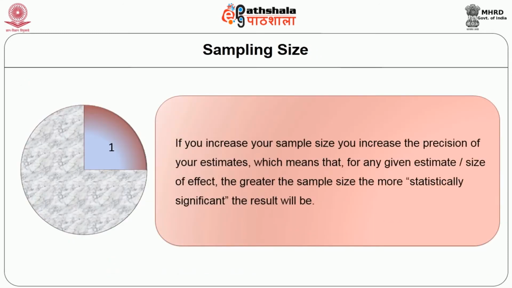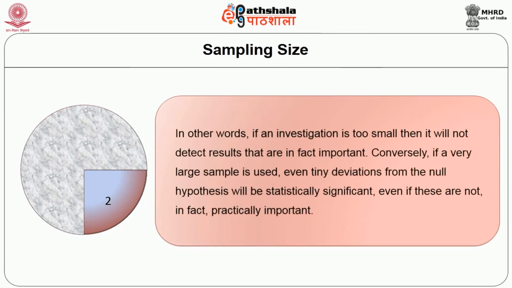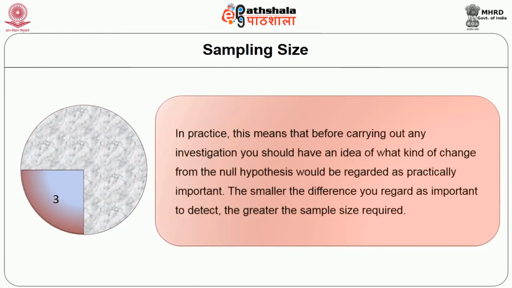Next, we come to sample size. One crucial aspect of study design is deciding how big your sample should be. If you increase your sample size, you increase the precision of your estimate, which means that for any given estimate size of effect, the greater the sample size, the more statistically significant the result will be. In other words, if an investigation is too small, then it will not detect results that are in fact important. Conversely, if a very large sample is used, even tiny deviations from the null hypothesis will be statistically significant, even if these are not, in fact, practically important.